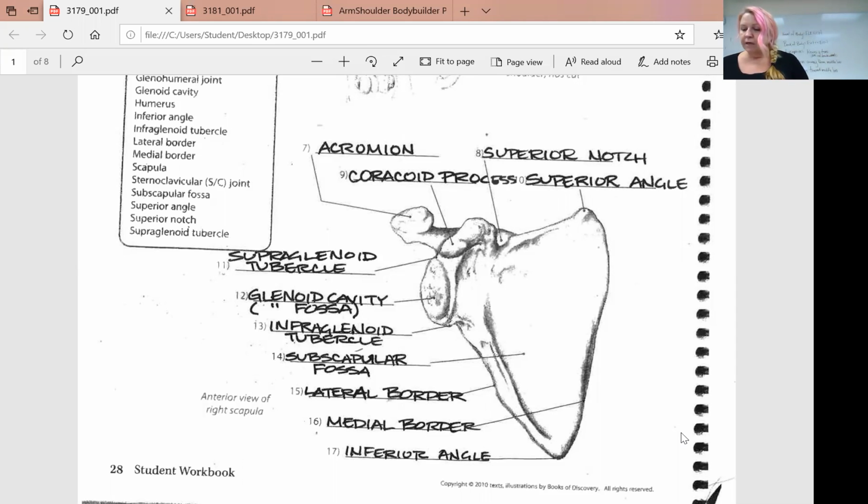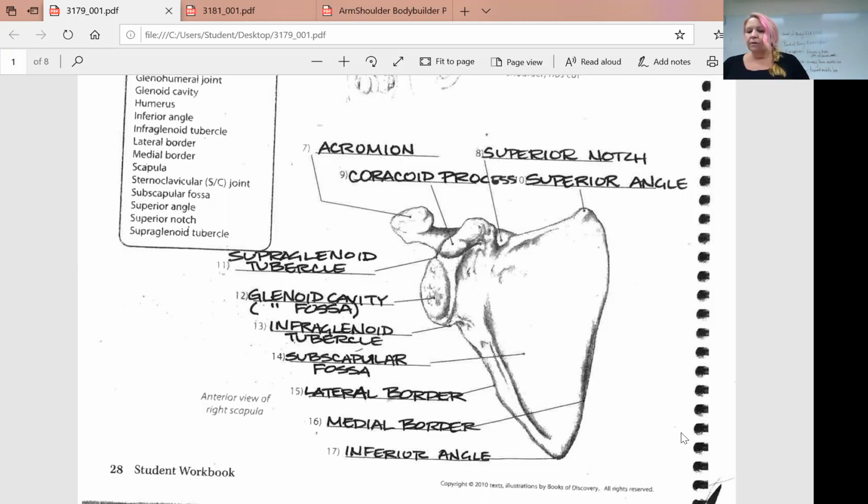Number 9, we have the coracoid process. Remember, beak-like. And the way I remember coracoid from coronoid on this one is coracoid scapula. I remember that hard C on the scapula. Coracoid process on the scapula. And then you see number 10, we have the superior angle. And then number 11, supraglenoid tubercle.